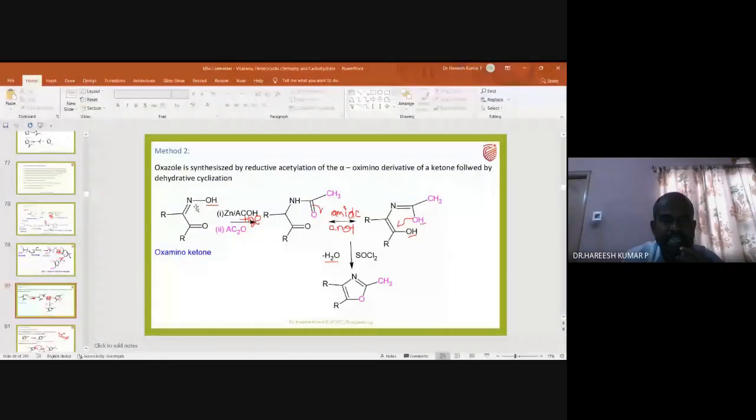So what is happening here? This double bond is there, no? This double bond is converted into a single bond, and this OH is going out and forms an NH. So that is called reduction. Then acylation. Acylation means, the obtained amine, when it is treated with acetyl chloride, gives the acyl product. So what is the name of this compound? C double bond NOH is called oxime.